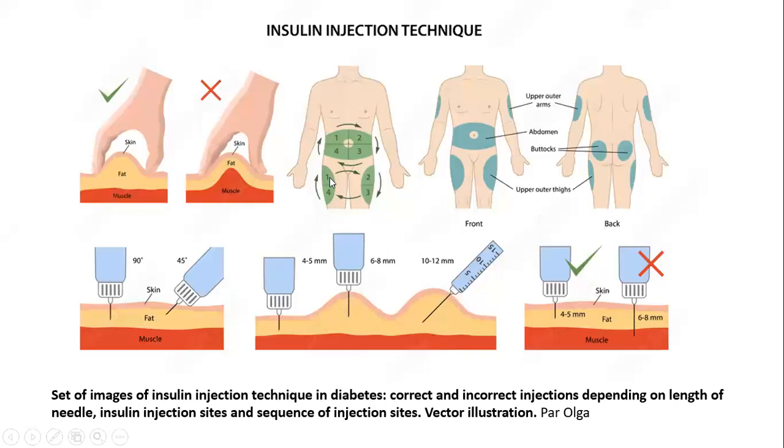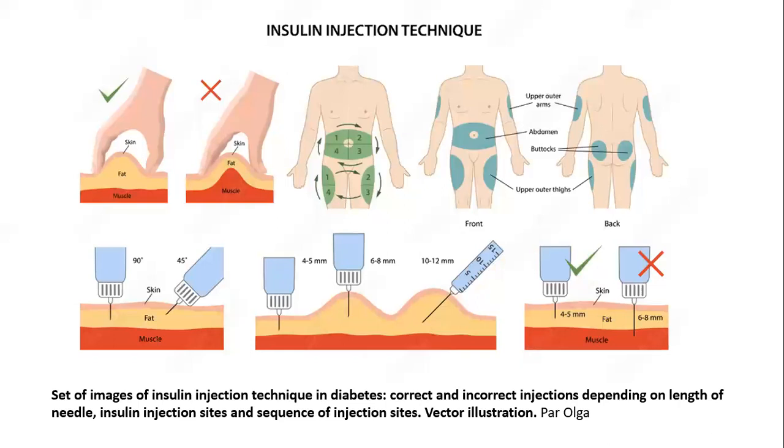Which areas do we inject? Abdomen, except the navel. Avoid the bones, that is the ribs and the iliac crest. Then you can divide because you need to rotate this site. So you must rotate your site. If you inject the same place all the time, you land in trouble with the insulin, either lipohypertrophy or lipoatrophy.